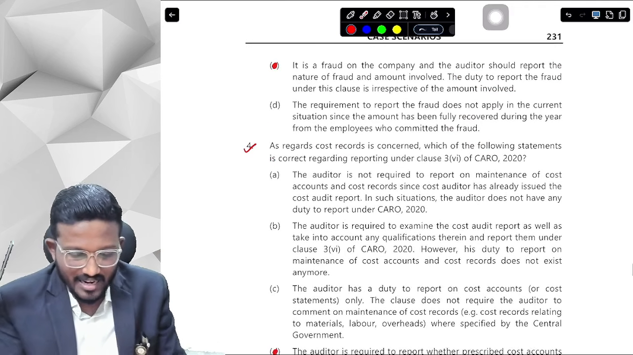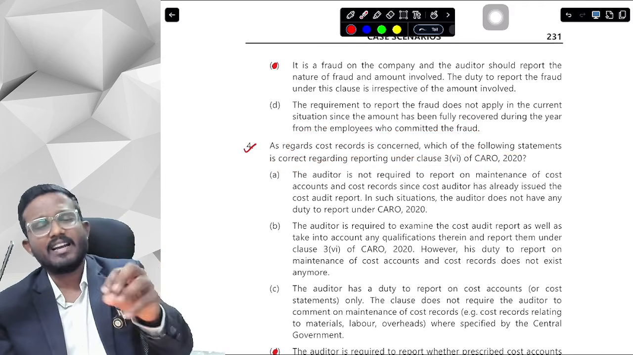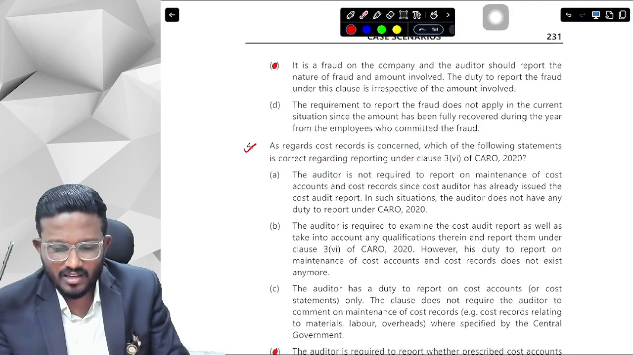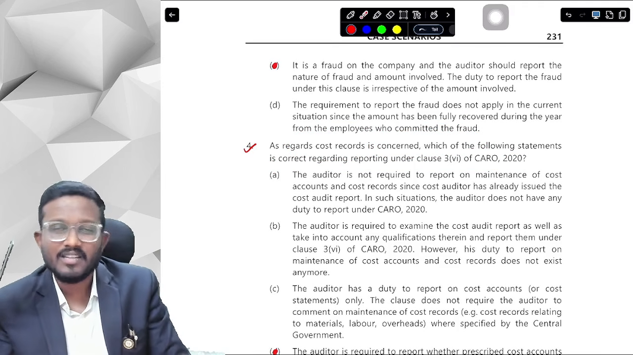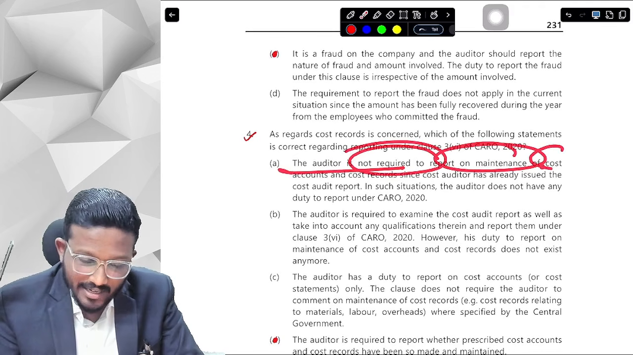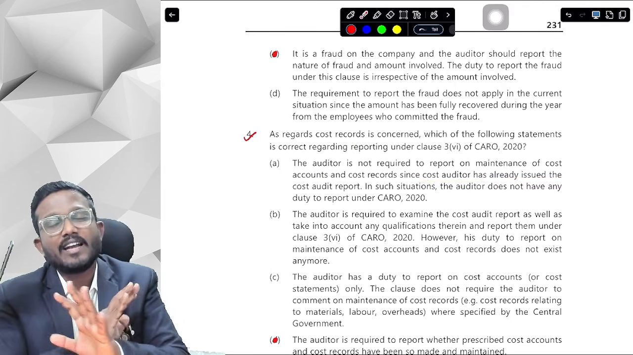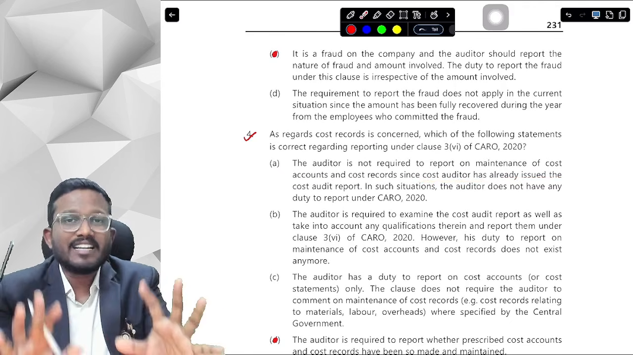Okay, yes sir. Next it is saying, as regards the cost records, which of the following statements is correct? Basically, as per clause 6, when we are reporting about the cost records, it is saying that we are not required to report on maintenance of cost accounts and cost records since a cost auditor has already issued a report. So we do not care about the cost auditor. We have to check that.